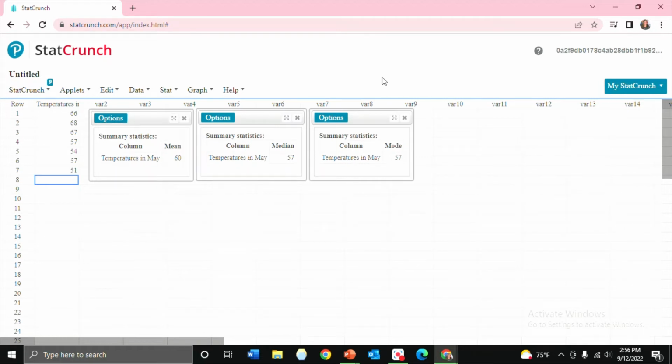So when we're doing that for a population, we just divide by the population size. But when we're doing that for a sample, we have to adjust for that bias, and instead of dividing by n, we divide by n minus 1. Okay, so I'm going to show you how to calculate both.